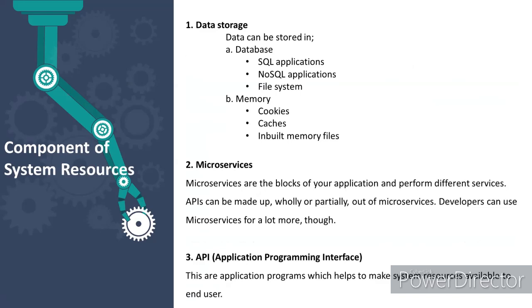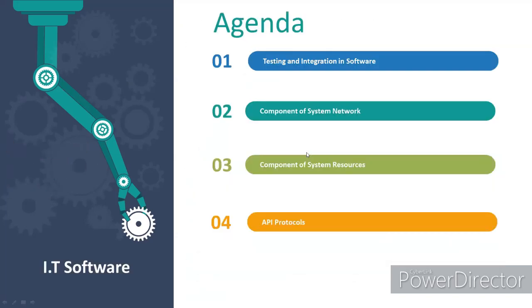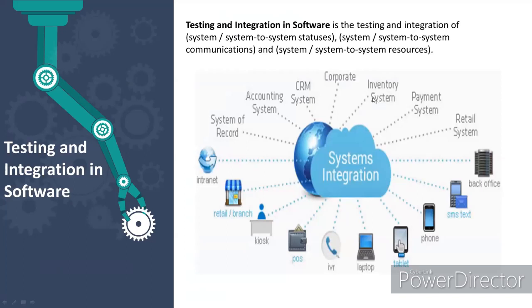So we have what is called the components of system resources. Let me take us back. In our definition of integration and testing, I made mention of system resources. Let me try and see if I can use some annotation here. Okay, I'm using this for the first time. Very interesting. Hold on, I'm going to draw this. System and system resources.